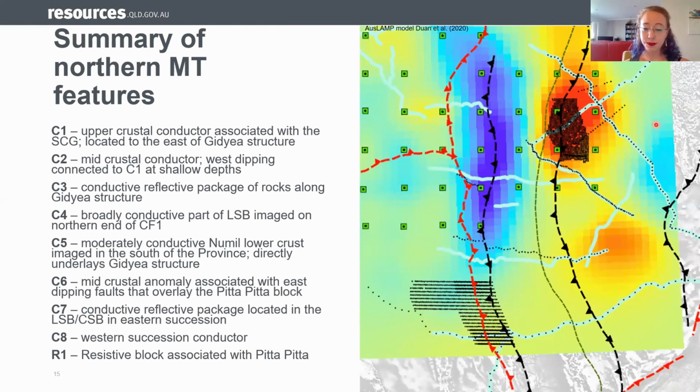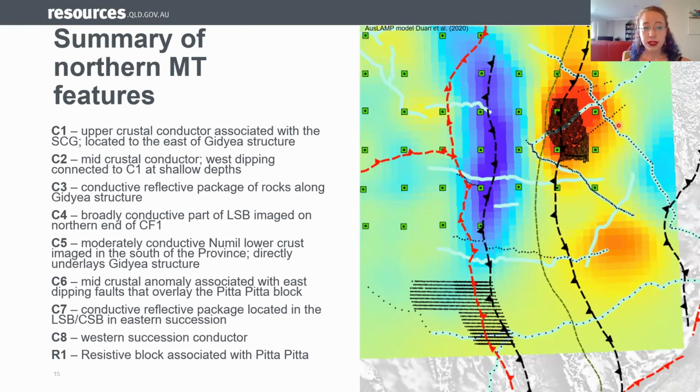So we've got C1, which was that broad area of conductivity associated with the Soldier's Cap group. So this is the Gija suture here in black, and it actually sits out here on the eastern side of that suture in the shallow crust.